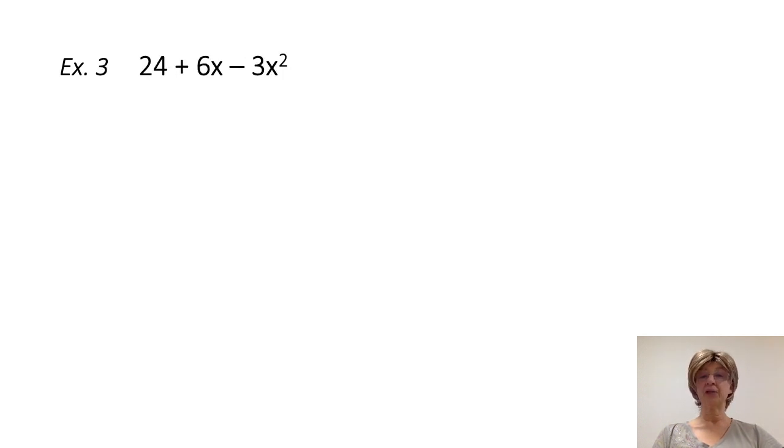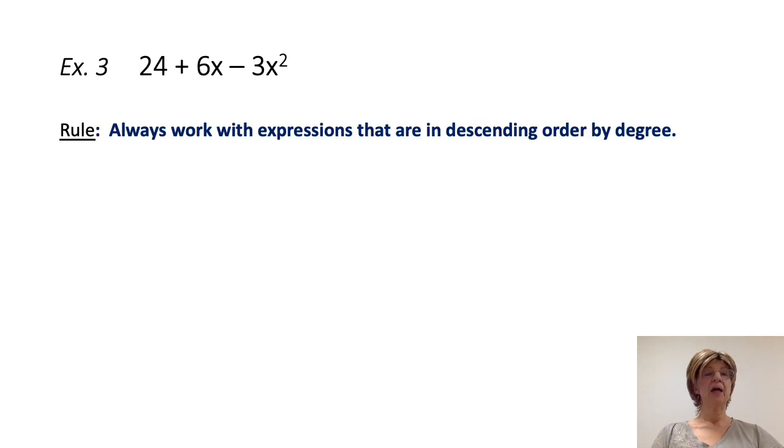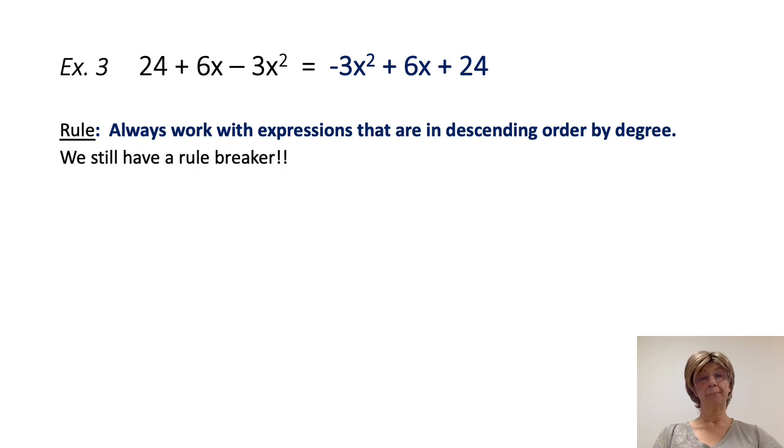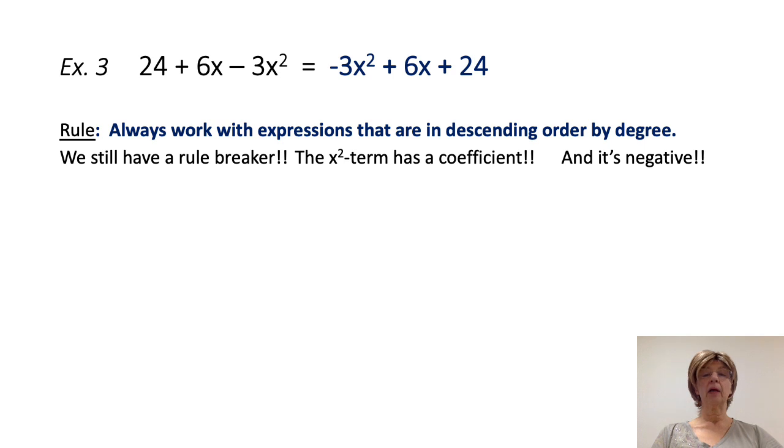All right, here's example 3. This reminds us of another rule. Always work with expressions that are in descending order by degree. So we put it in descending order by degree, and we get minus 3x squared plus 6x plus 24. But we still have a rule breaker. The x squared term has a coefficient, and it's negative.